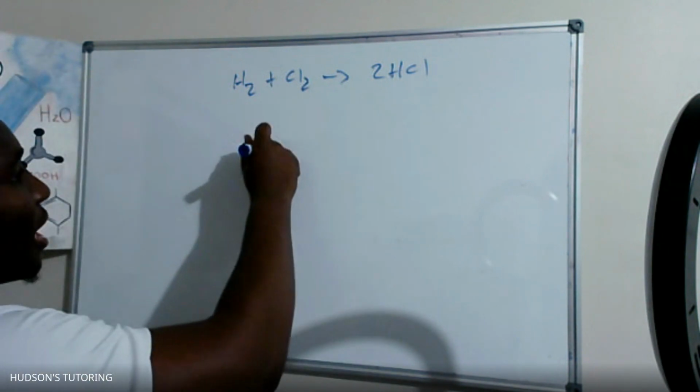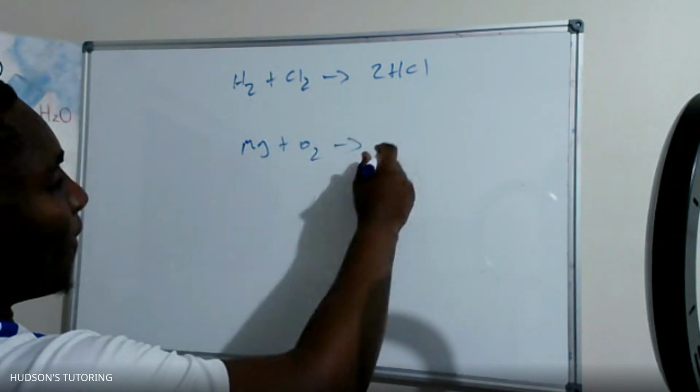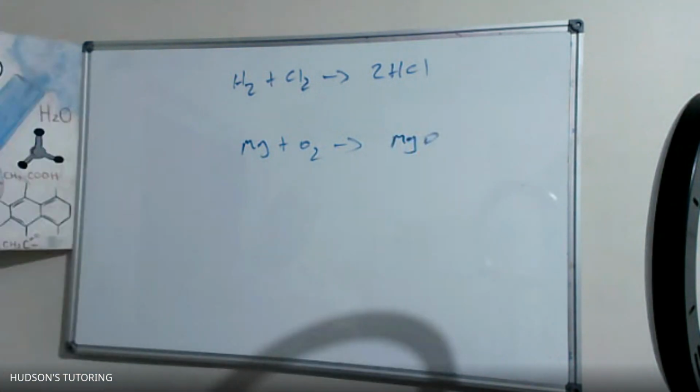So magnesium reacting with oxygen. That's going to form magnesium oxide. What is this saying to us? Is it right for us to say then that magnesium is oxidized? Makes sense? Seeing that magnesium gains an oxygen? Makes sense, don't it?